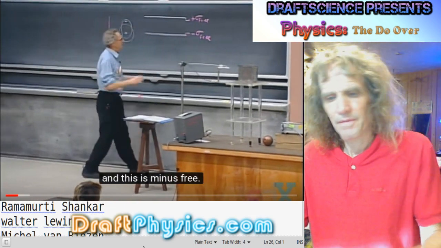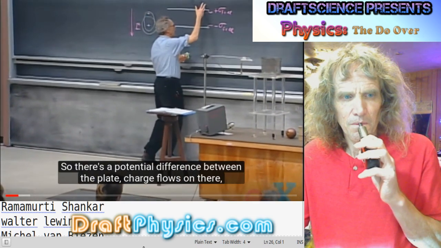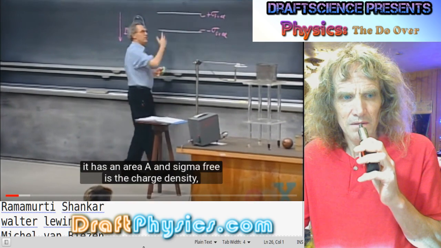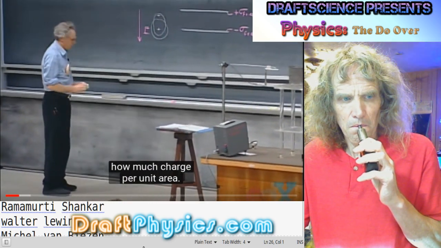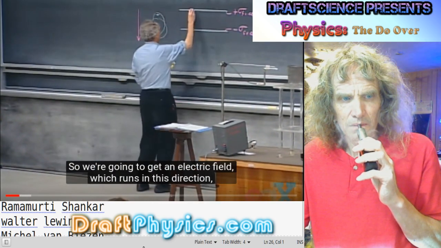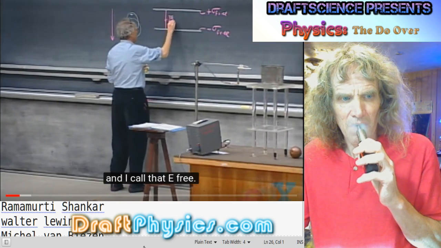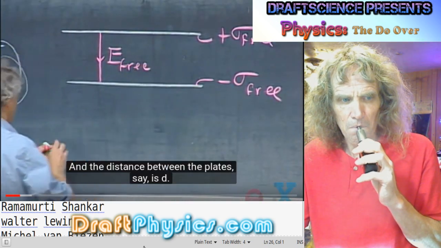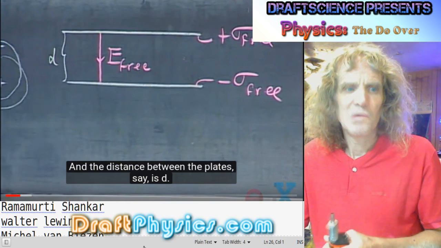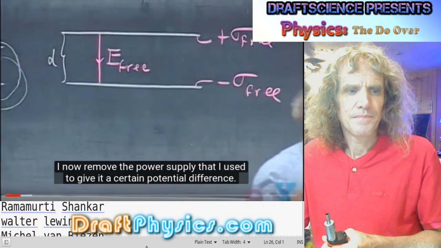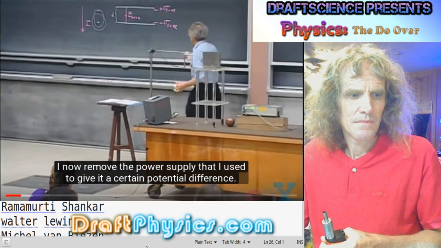It's plus free, and this is minus free. So there's a potential difference between the plates. Charge flows on there. It has an area A, and sigma free is the charge density, how much charge per unit area. So we're going to get an electric field, which runs in this direction, and I call that E free. And the distance between the plates, say, is d. So this is given. I now remove the power supply that I used to give it a certain potential difference.